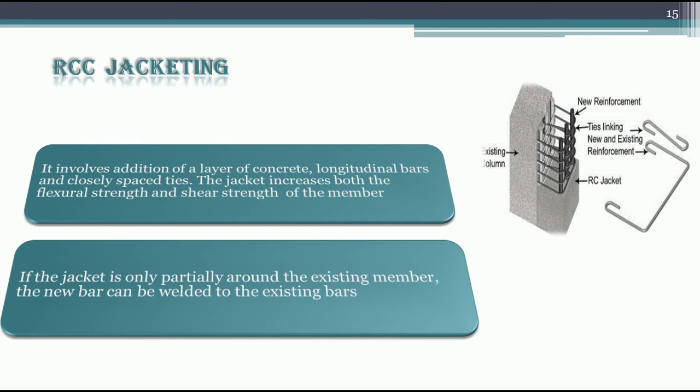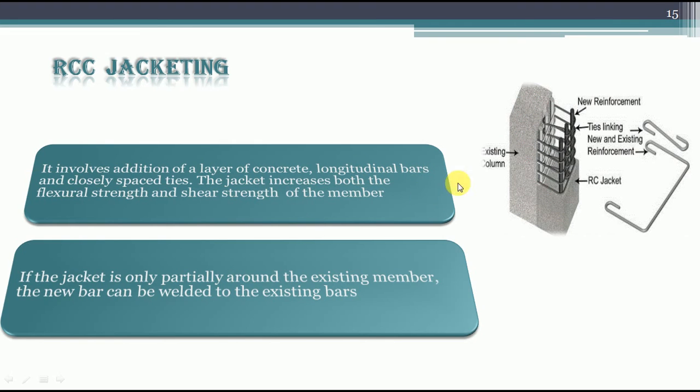First one we are going to discuss is the RCC jacketing. It involves addition of a layer of concrete, longitudinal bars and closely spaced ties. The jacket increases both the flexural strength and shear strength of the member. If the jacket is only partially around the existing member, the new bar can be welded to the existing bar.